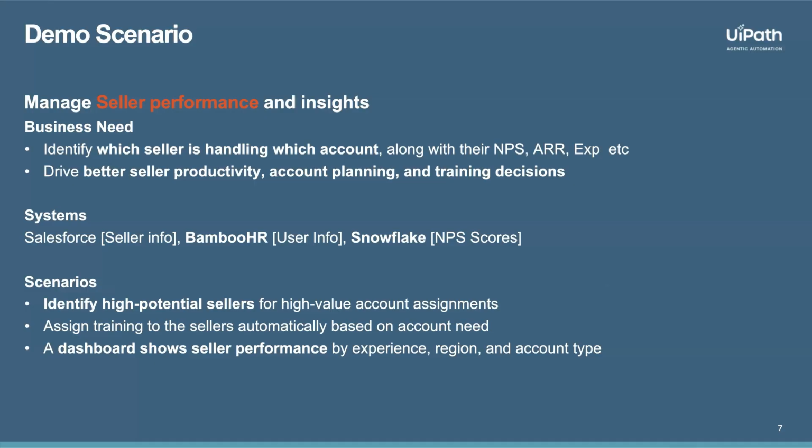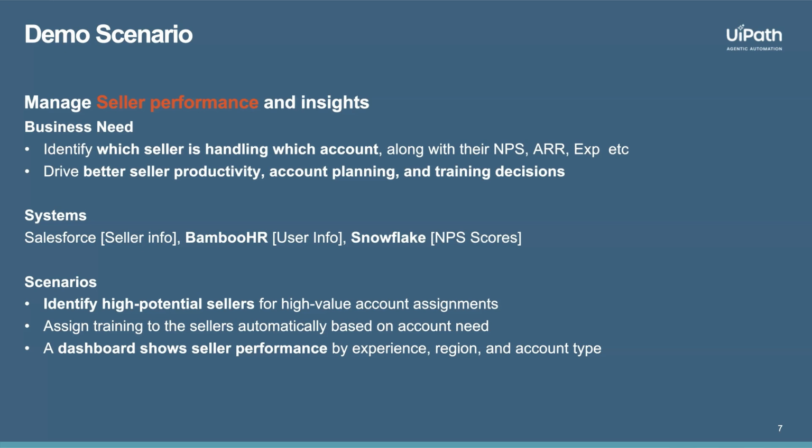Now let's see a real-world problem that many sales organizations face today, which is understanding and improving seller performance. Companies often ask which seller is handling which account, what their average NPS score is, what ARR they manage, how sellers in certain regions, departments, or products perform, or if a seller needs to undergo training, how do I automatically assign it to them?